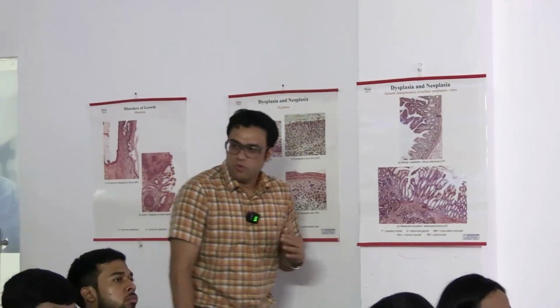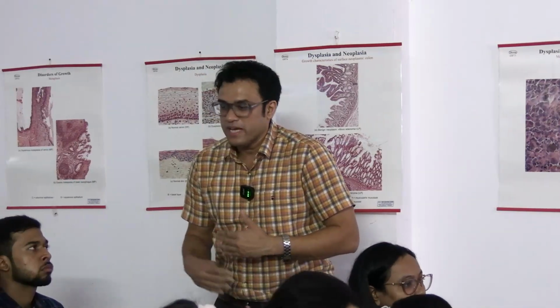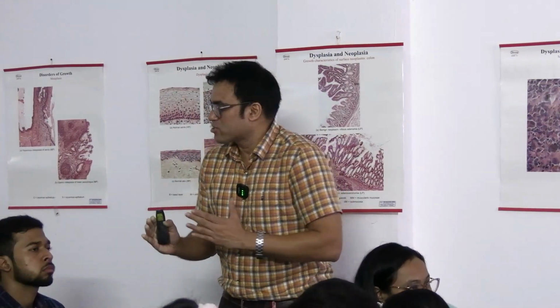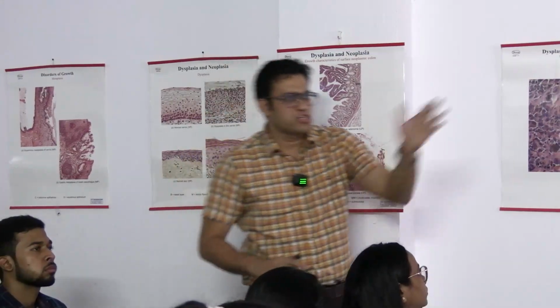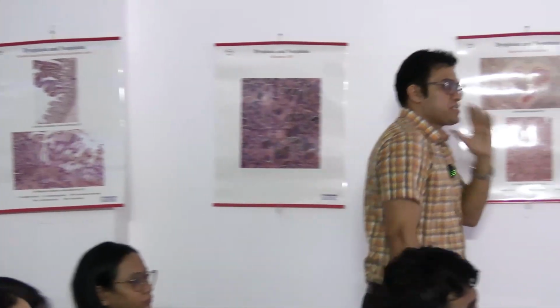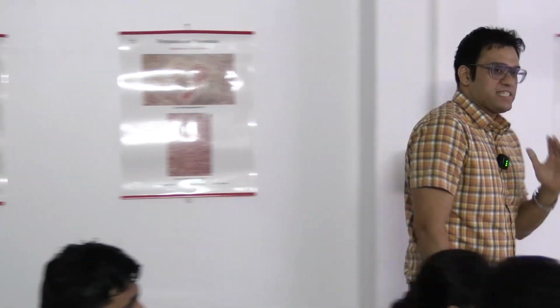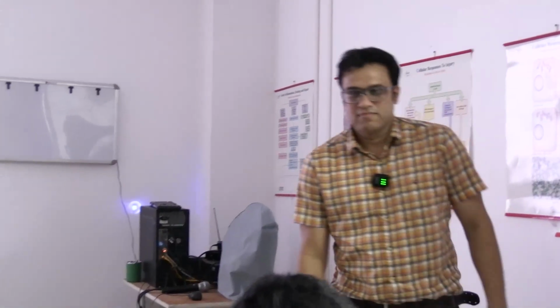Dihydrotestosterone is much more potent than testosterone, and testosterone is converted to dihydrotestosterone by an enzyme called what? Type 2 5-alpha reductase. This type 2 5-alpha reductase is present in the stromal cells of the prostate.